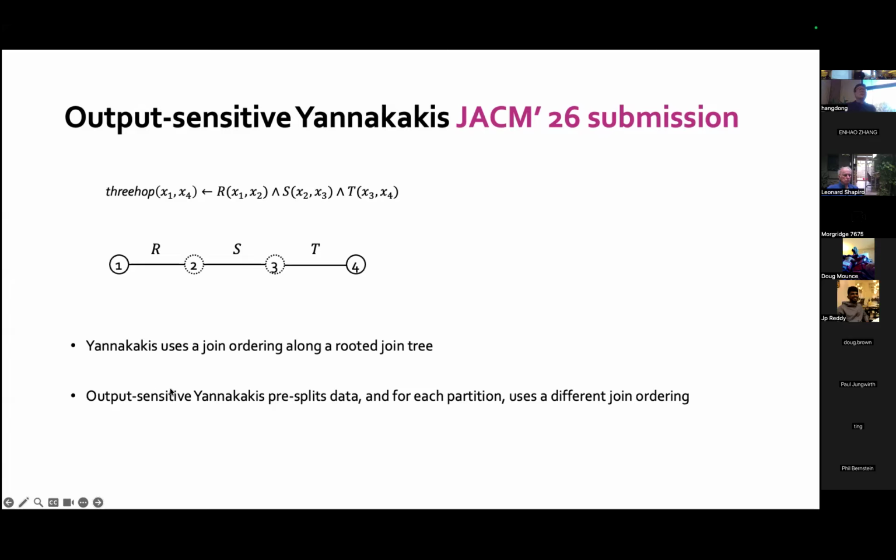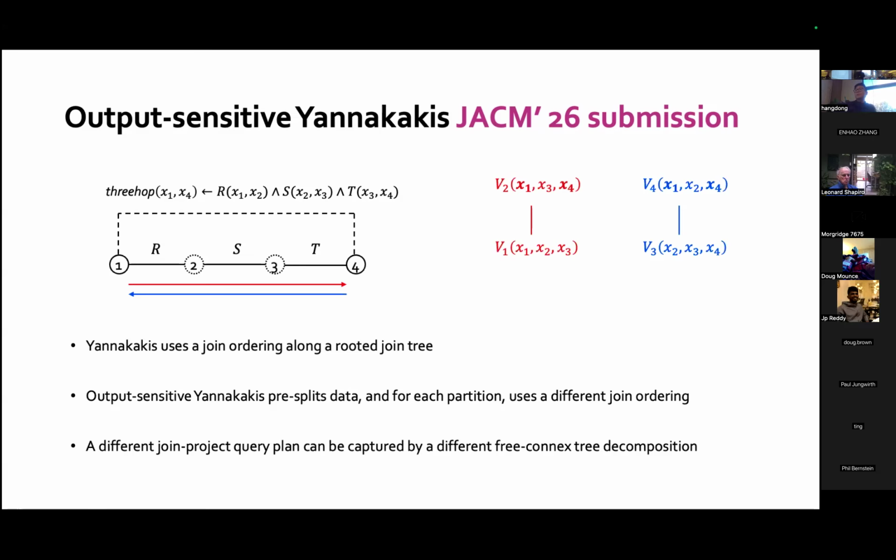Output-sensitive Yannakakis is different in the sense that it identifies certain parts of your data which, because of their special characteristics, you might want to process with a different join ordering for that subpart. Obviously, for this query you have two join orders. One is you join R with S and then with T. The other is you join T with S and then R. It's hard to tell which one is better from just this information.